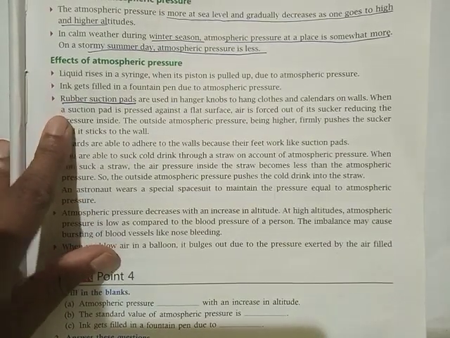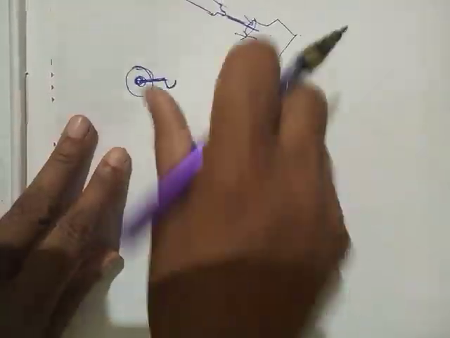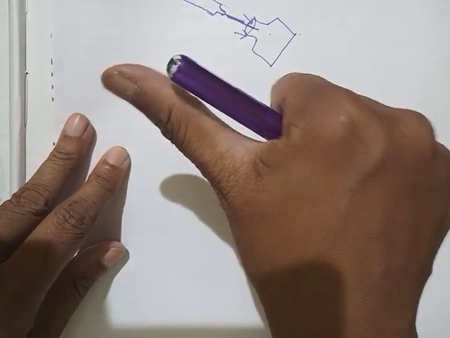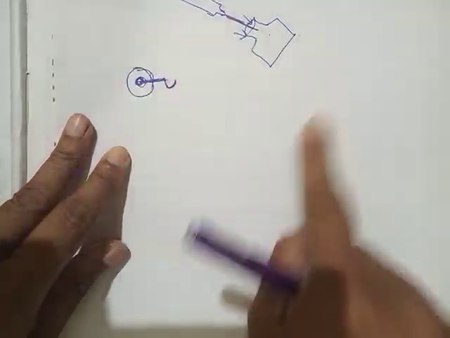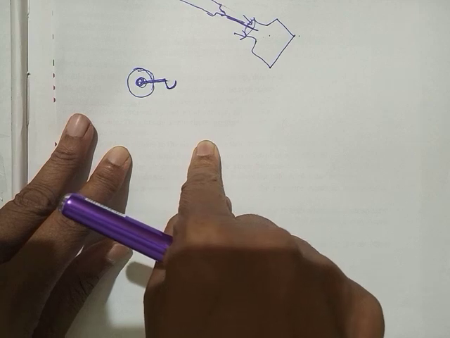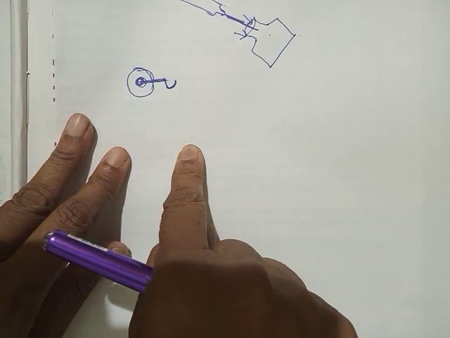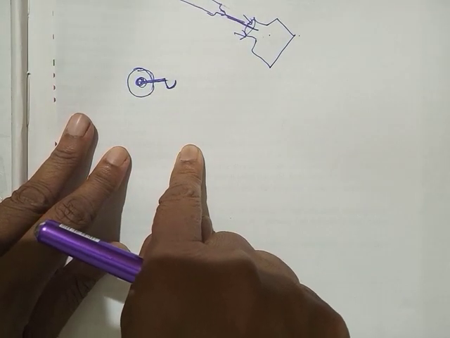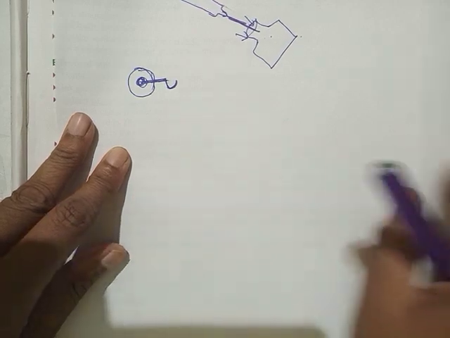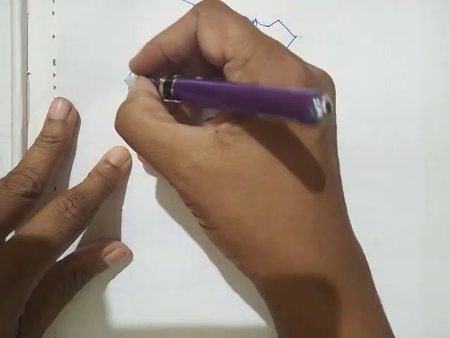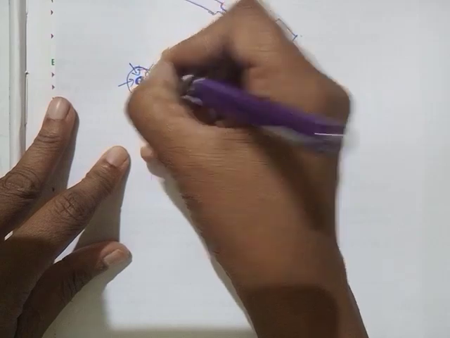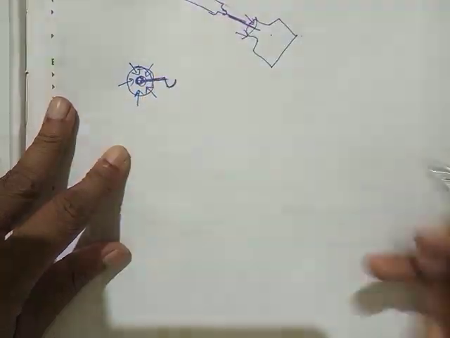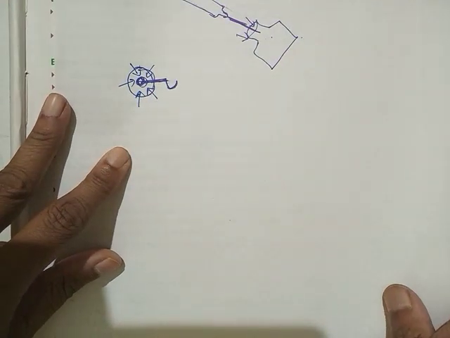Okay, now how does that work? Now when you press this rubber suction pad against the wall, same way you're pushing out all the air inside. There is a vacuum created, or there is an empty space created. From outside, atmospheric pressure, air will be exerting a pressure on it and that will make it stand.